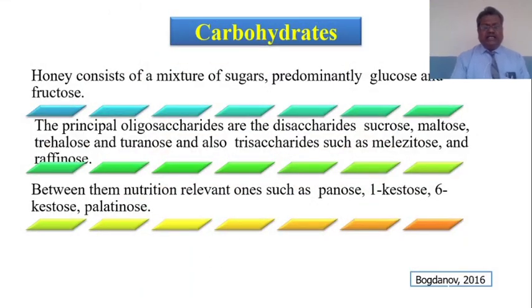So carbohydrates are the main component of the honey. Honey consists of a mixture of sugars, predominantly glucose and fructose. That means these are the monosaccharides which are predominantly present in the honey. The principal oligosaccharides are the disaccharides: sucrose, maltose, trehalose, and turanose, and also trisaccharides such as melezitose and raffinose. These are the two trisaccharides also present in the honey. Among them, nutritionally relevant ones such as panose, 1-kestose, and 6-kestose, and palatinose, are also present in the honey.